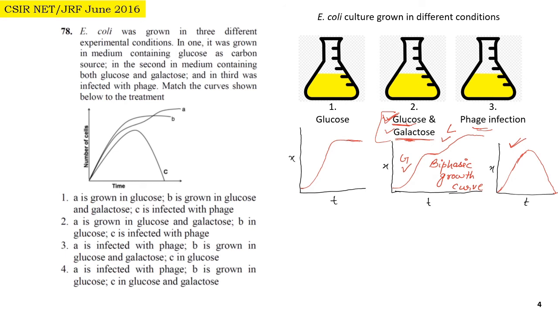Now coming to the graph, we can see that graph B is representing the glucose condition, graph A is representing this glucose galactose condition, and graph C is representing this phage condition. So based on all this discussion, we know that option 2 is the correct option in this question.